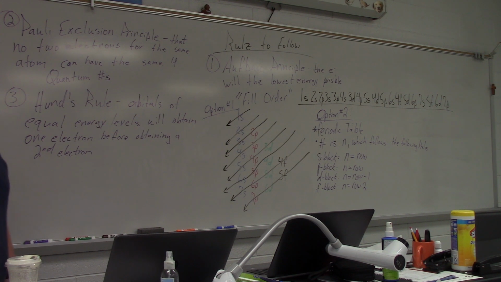Do you understand? What's the orbital again? It's the probability area of where the electron is. We will cover that more in depth.